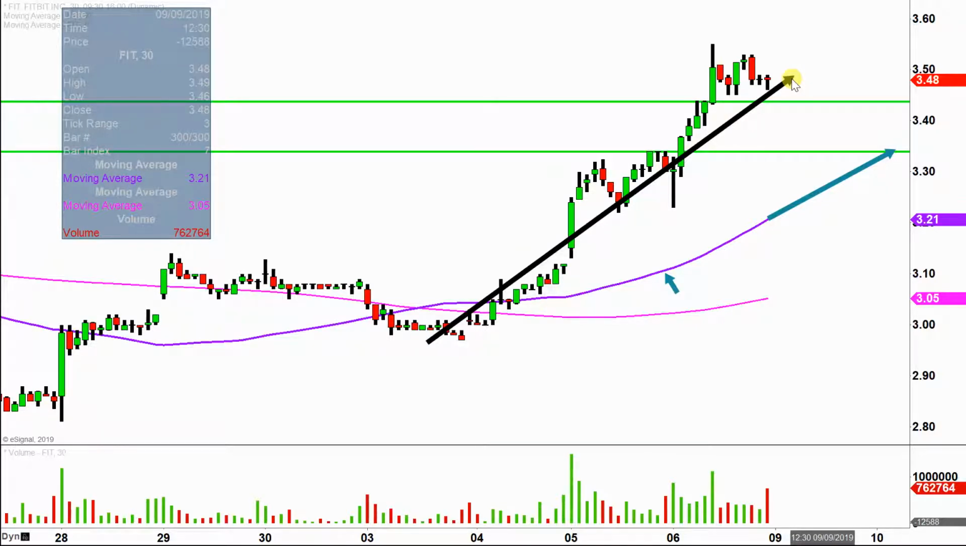Again, staying above 345 would be great, but from the grand scheme of it all, as long as the price is above that purple line, the bulls 100% own the chart.